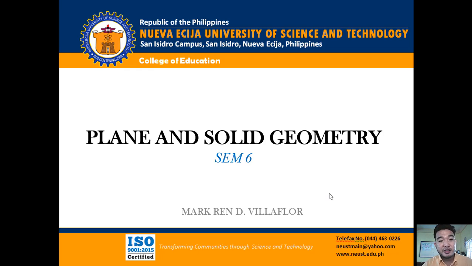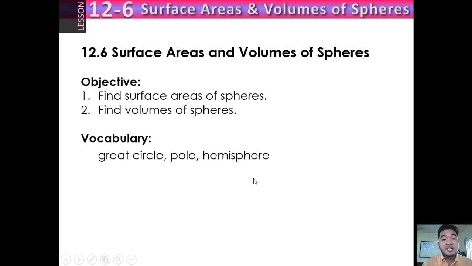Today we'll be having another topic in SEM 6, the plane and solid geometry, and that is all about the surface area and volume of spheres. By the way, the objectives of this video presentation are the following. Number 1, find surface areas of spheres. Number 2, find the volume of spheres. And for the vocabulary words, we will be defining the following: great circle, pole, and hemisphere.